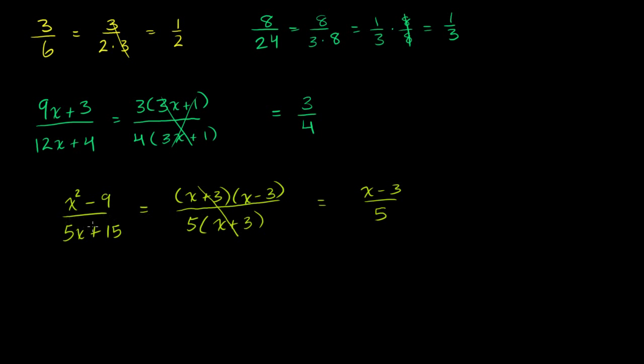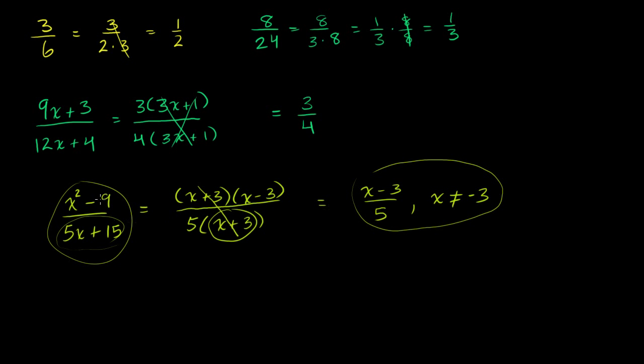So we could write this as being equal to (x minus 3) over 5, but x cannot be equal to negative 3. Negative 3 would make this whole thing undefined. So this and this whole thing are equivalent. This is not equivalent to this right here, because this is defined at x equal to negative 3, while this isn't defined at x equal to negative 3. So to make them the same, I also have to add the extra condition that x cannot equal negative 3.